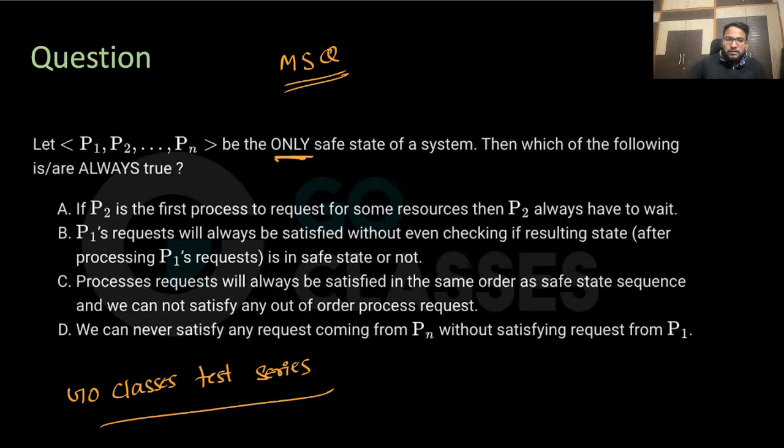So suppose this is the only safe sequence that is there. Then they are saying if P2 is the first process to request some resources, then P2 always has to wait. Is this true or false? Let's suppose all of a sudden P2 is asking. See, P1, P2 and Pn, this is the only safe sequence. But if all of a sudden P2 is asking, then can I give something to P2?